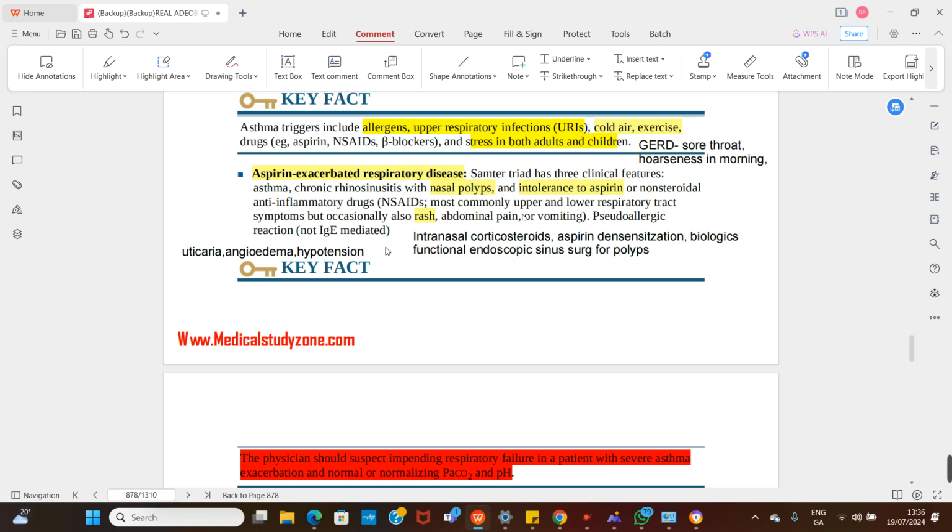So the usual way they treat it is to do aspirin desensitization. You start exposing them to the aspirin that is causing problems, giving increasing doses of aspirin from time to time until they become used to it. And sometimes you can also use intranasal corticosteroids to limit the inflammation. And you might need to do functional endoscopic sinus surgery for polyp removal. So that's how you treat them.